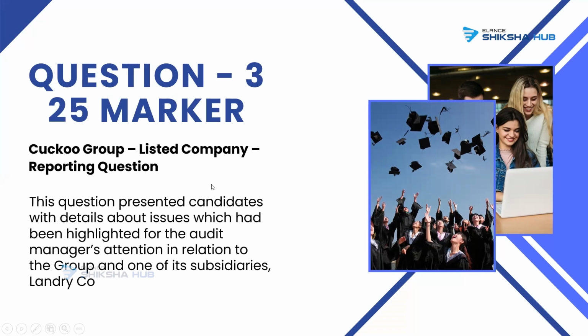So as I told you, this question presented candidates with details about the issues which have been highlighted for the audit manager's attention in relation to the group and one of its subsidiaries, Laundry company. So basically, Cuckoo is a group and one of its subsidiaries had certain issues. Now you have to be careful that we are talking about two things. We are firstly dealing with the group. Okay, there's a possibility that it might have other subsidiaries besides this. So you need to be very attentive while attempting the question: do I have only this particular subsidiary or do I have other subsidiaries as well? Or is it significant or is it insignificant?